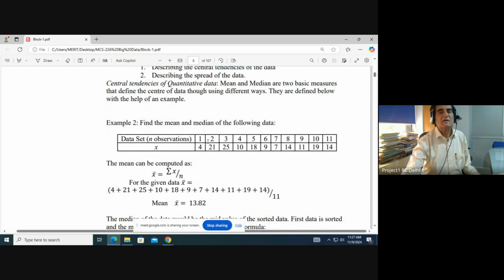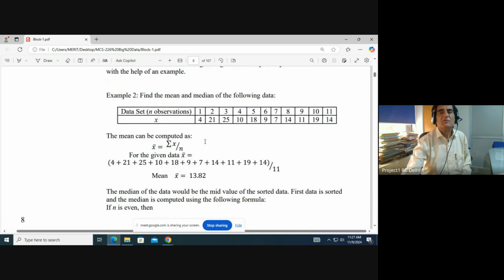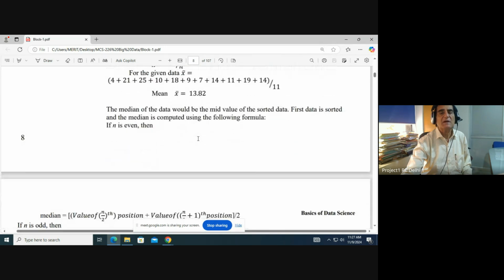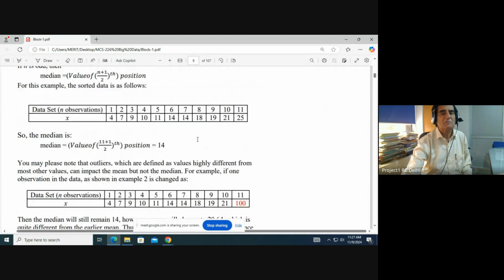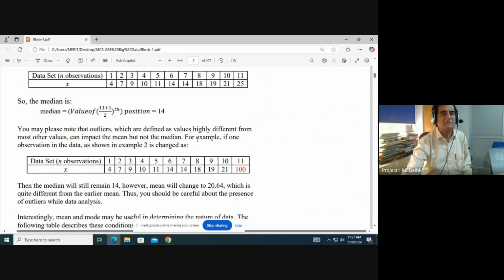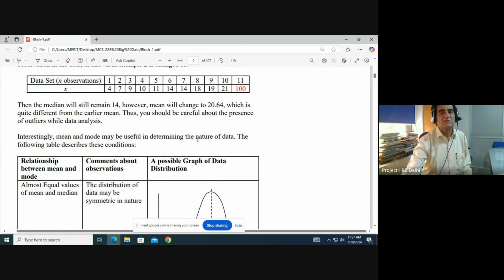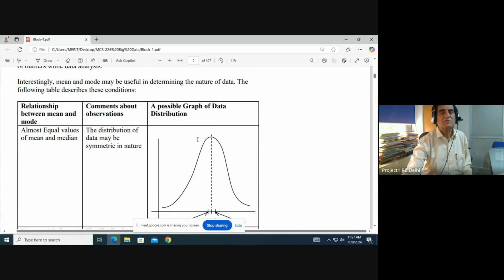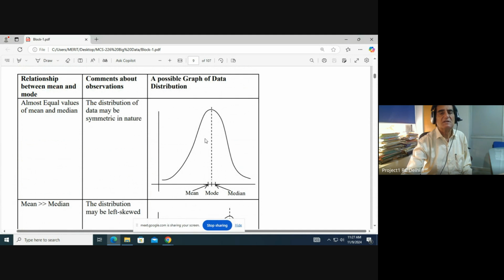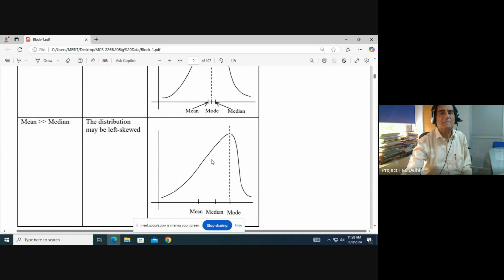So find the mean and median of the following data, and you can find the mean and median, and you know the standard deviation, how to calculate, and all these things. The possible graph of data distribution: this is the mean, this is the median, and this is the mode. That's the maximum. But if there is a symmetrical curve, then mean, median, mode are the same.